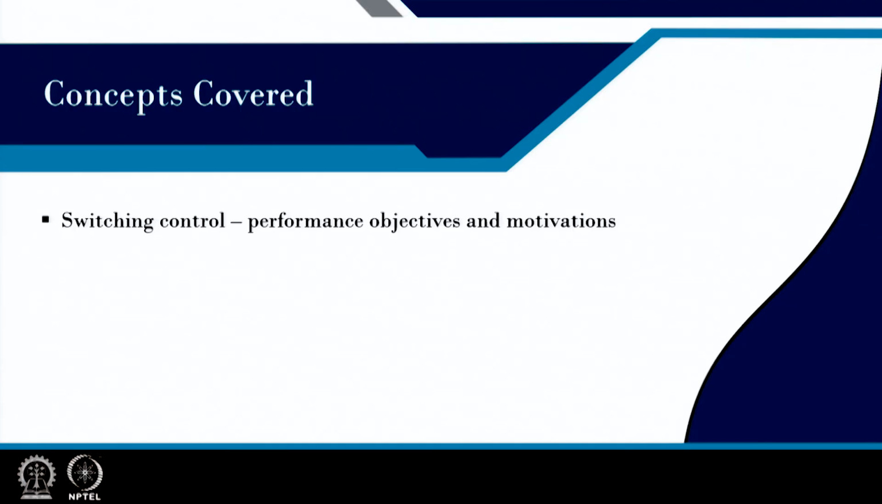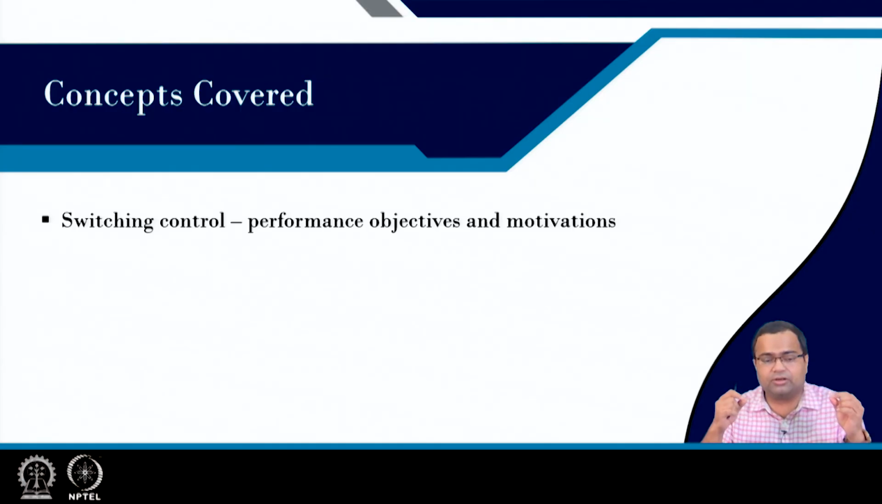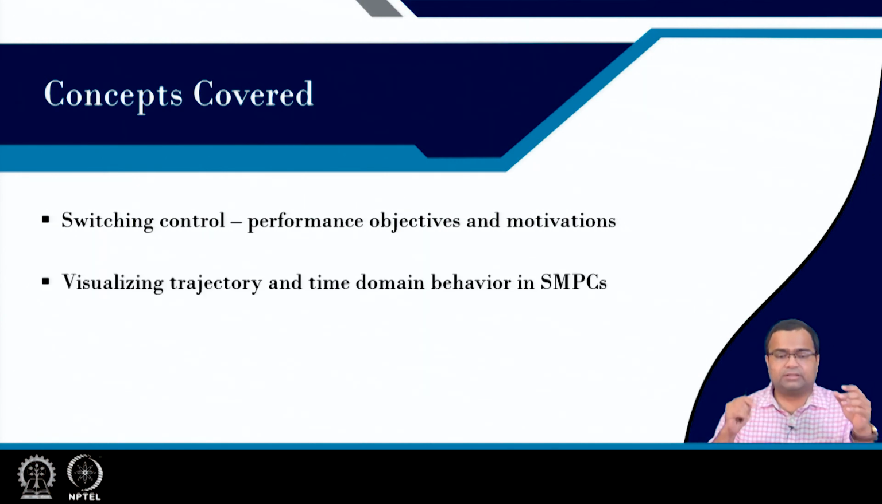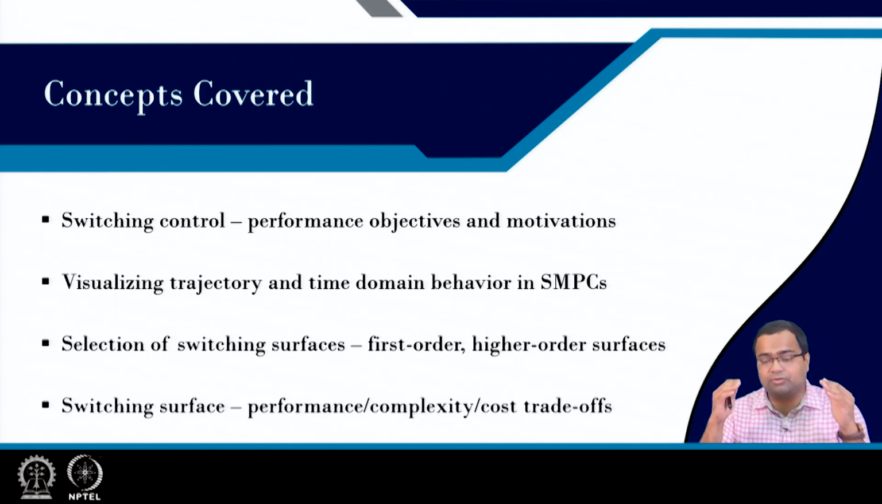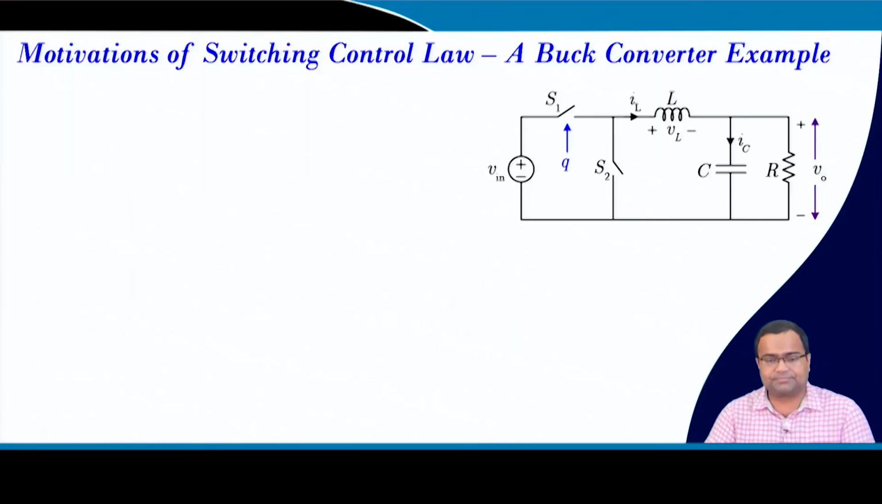So, here first we will talk about the switching control law, what the performance objectives are, and what the motivations are. Then we want to visualize trajectory and time domain behavior in switch mode power converters. Then we talk about selection of switching surface, first order surface, then higher order surface, and then we want to discuss some trade-offs: performance, complexity, and cost. And for first order switching surface, we are also going to consider a few MATLAB case studies.